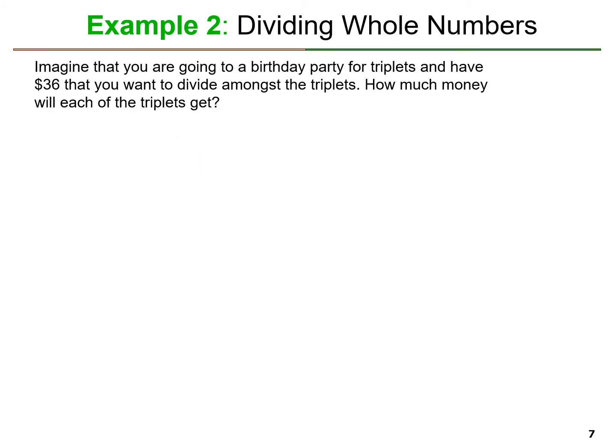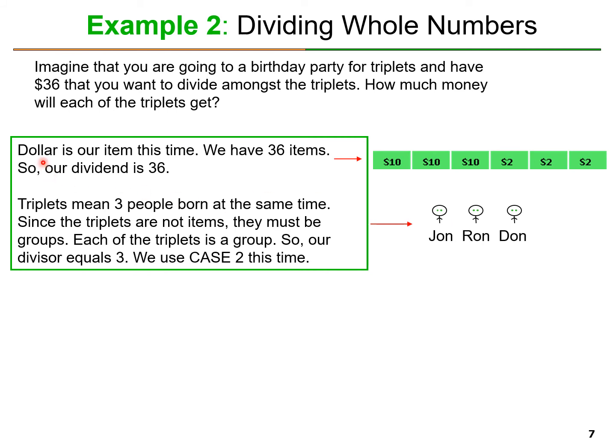Example 2 is another example where we have to use dividing or division with whole numbers. Imagine that you are going to a birthday party for triplets and have $36 that you want to divide amongst the triplets. How much money will each of the triplets get? Dollar is our item this time. We have 36 items. So our dividend is 36.